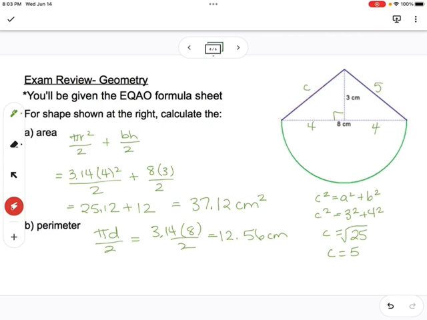Okay, so finding our total perimeter, we're doing 5 plus 5 plus the circumference of the semicircle. So perimeter is 5 plus 5 plus the 12.56 that we found, and that gives us 22.56 centimeters. Okay, perimeter, our units are centimeters.